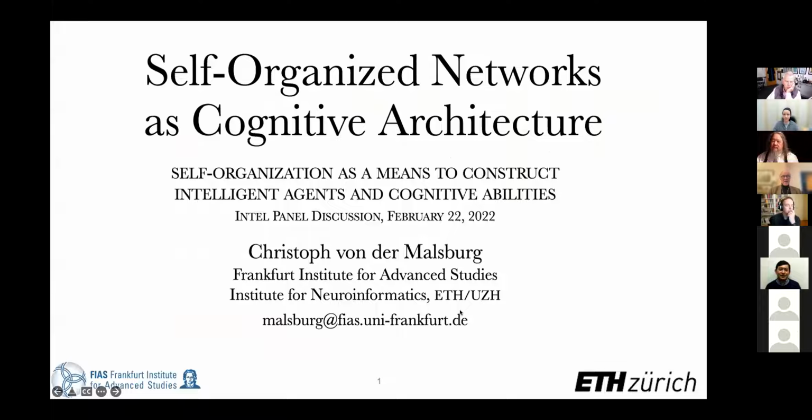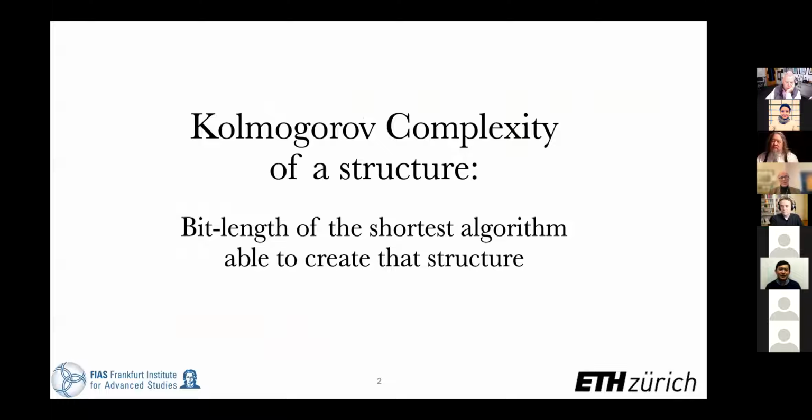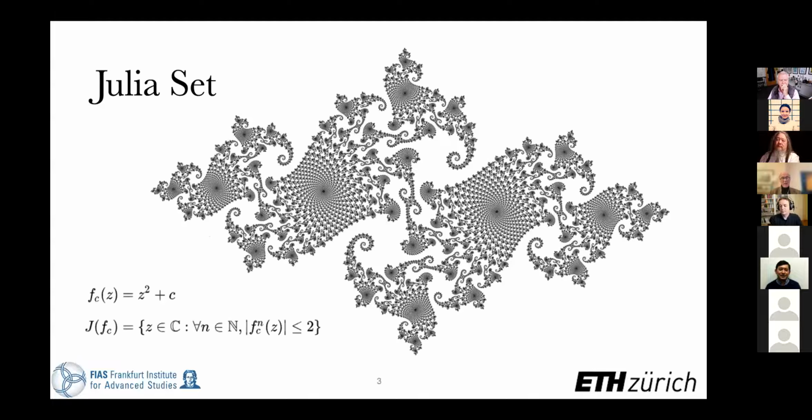Here we go. So first, I would like to discuss how to determine the information content of the brain and of the environment with which the brain is dealing. And the right way of going about that is Kolmogorov complexity. According to it, the information content of a structure is measured in terms of the bit length of the shortest algorithm that can create that structure. So let me give you a simple example.